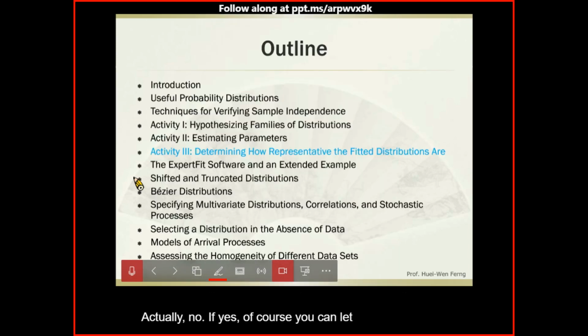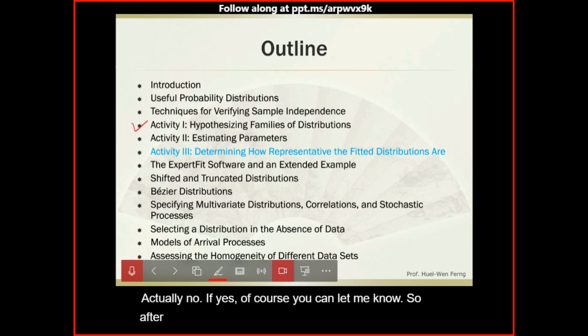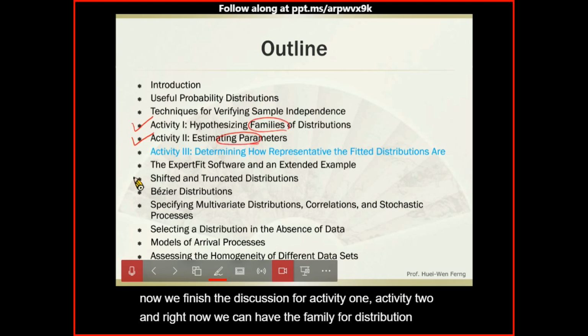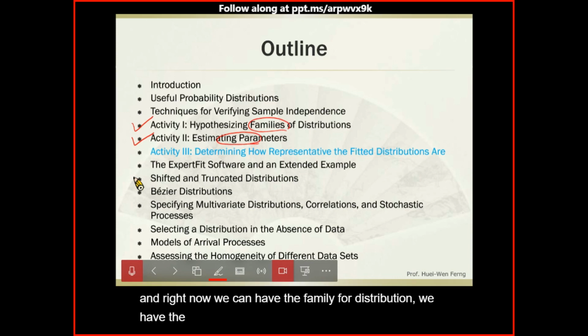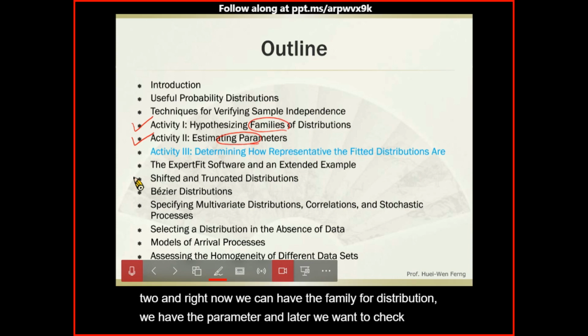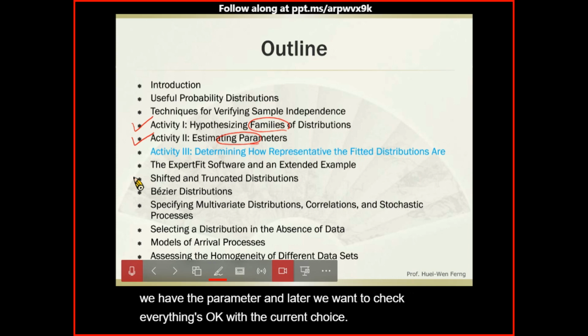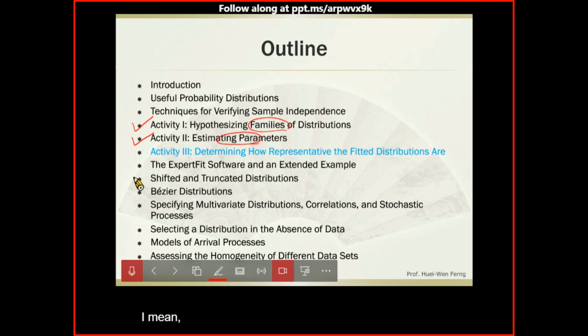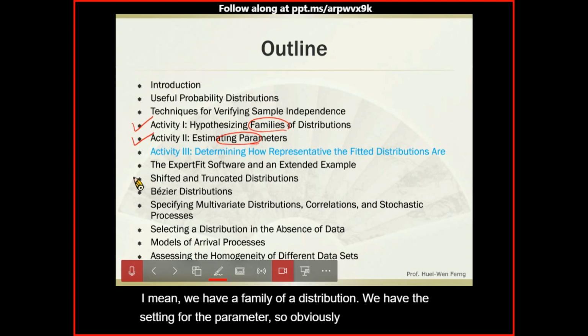So now we finished the discussion for activity 1 and activity 2, and right now we have the family of distribution. We have the parameter, and later we want to check everything's okay with the current choice. We have the setting for the parameter, so everything's okay. This is activity 3.